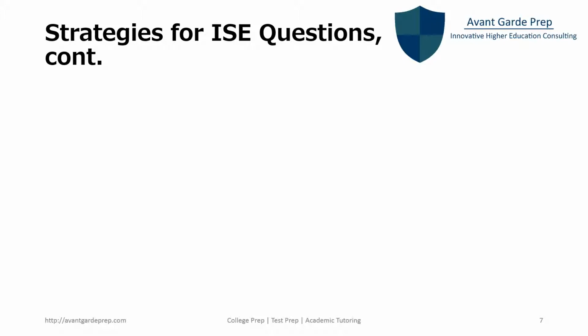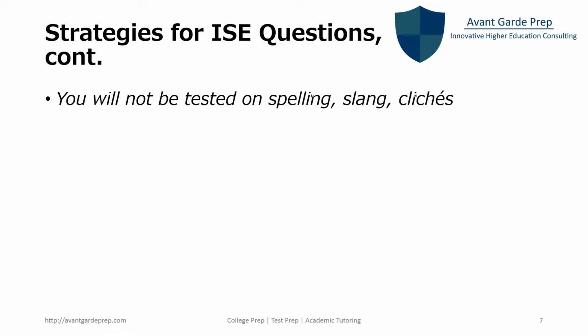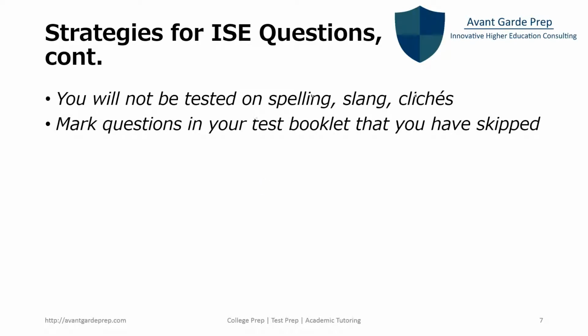Kind of how you get through sentence completion questions quickly, so that you give yourself more time for passage-based questions in the reading part. Okay, 2 more strategies. First, you will not be tested on spelling, slang, and cliches, so you're strictly looking for grammar errors. And then mark questions in your test booklet that you have skipped. That way, if you do have time remaining, you can go back and look at them again.